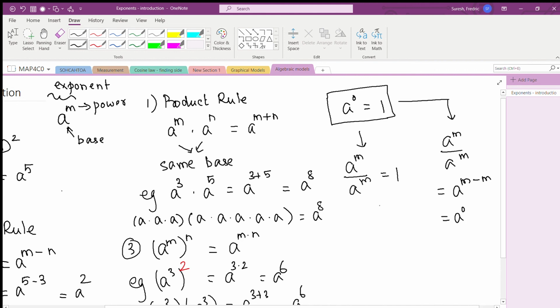And so if we go one way, we get the answer 1. We go the other way, we get the answer a power 0, which means that a power 0 must equal 1. So these two must be equal. And that's how you get this.